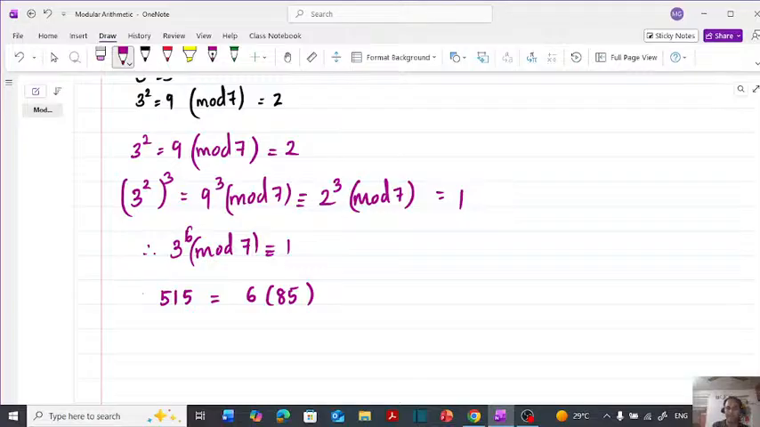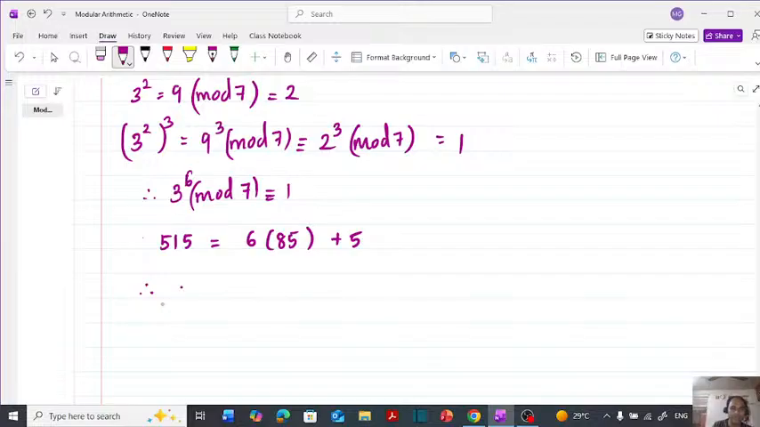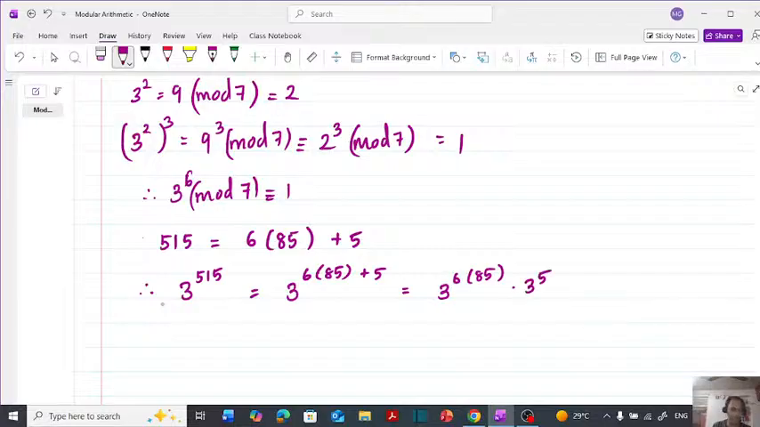Okay, and here you are left with 5. Okay, so therefore when you are going to do 3 raised to 515, I can write this as 3 raised to 6 into 85 plus 5. So this is 3 raised to 6 into 85 into 3 raised to 5 modulo 7, right? Okay, so we'll write in the next step.